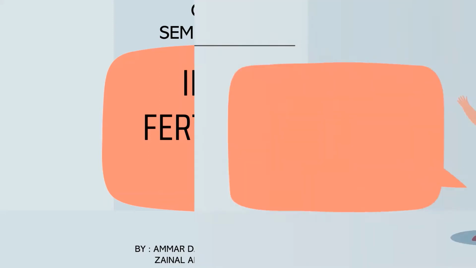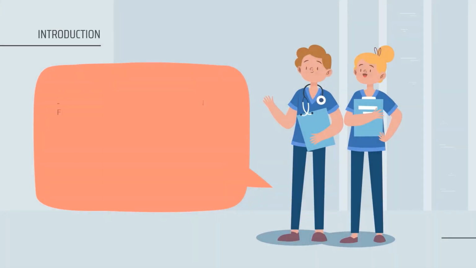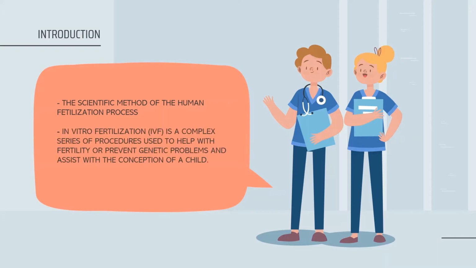So, what is IVF? Most of us would probably have learned this in biology, and it stated that IVF is known as a scientific method of the human fertilization process. What is meant by this is that it is a series of complex procedures used to help with fertility or prevent genetic problems and assist with the conception of having a child. This involves mainly married couples.